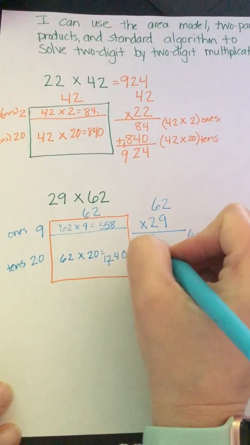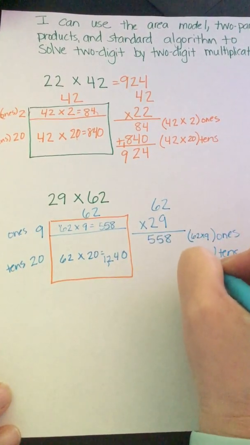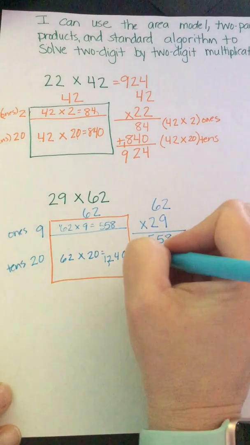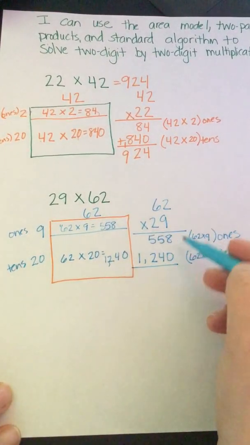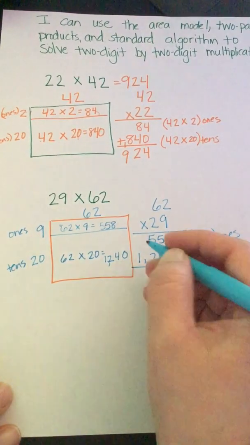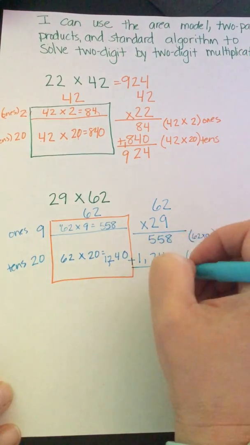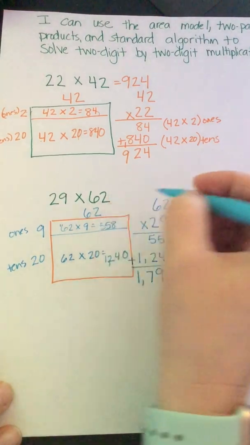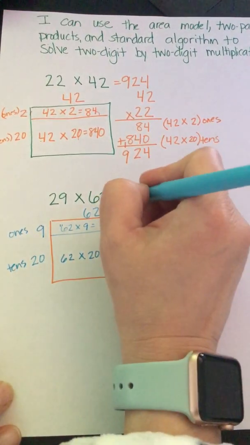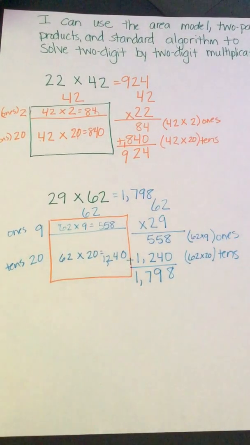And we know that's 558. Then we're going to do our tens, which is 62 times 20, which we found out is 1,240. So we multiplied our ones and our tens, and now we have to add them together in our standard algorithm. So 8 and 0 is 8. 5 and 4 is 9. 5 and 2 is 7. And then 1. So 29 times 62 is 1,798.